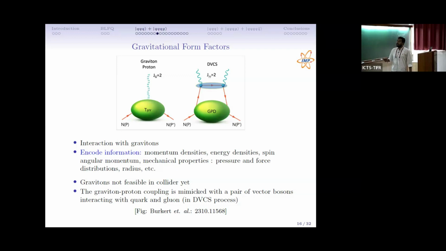An interesting thing is that the graviton is spin 2. When it interacts, the proton momentum changes, right? This process can be mimicked in the DVCS process, where a virtual photon interacts with the proton, and the same is a real photon.